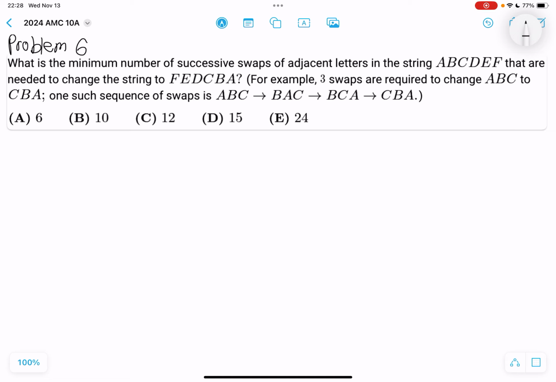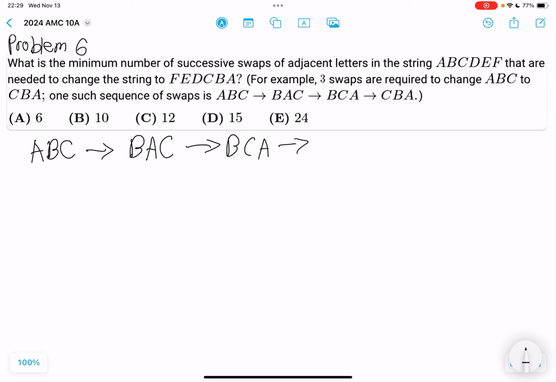Okay, so let's just first try and understand this problem. How does this work? Well, let's just try and swap ABC to CBA. We have ABC, and the next step, let's say, is BAC. You can swap adjacent letters. These two letters are next to each other, so they're adjacent, so you can swap B and A. Now we have BAC. We can swap C and A because they're next to each other, so you have BCA. And then you can swap C and B because they are next to each other, so that's CBA. So yeah, that's how you do it.